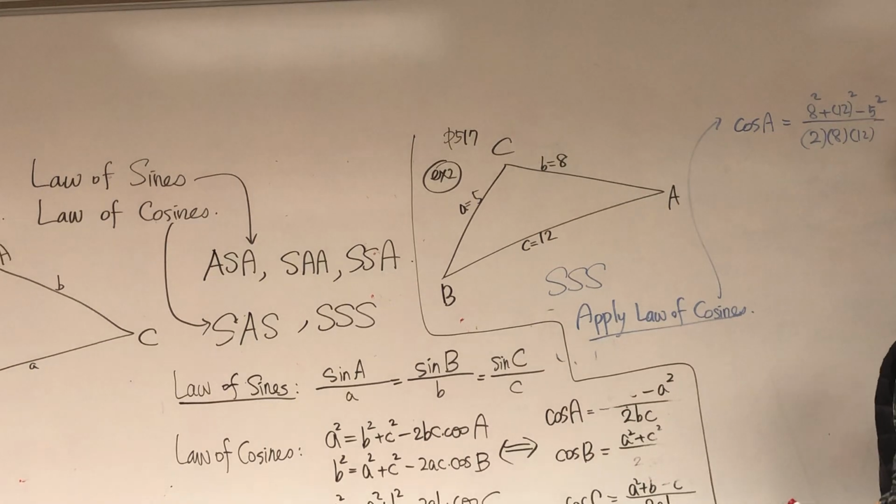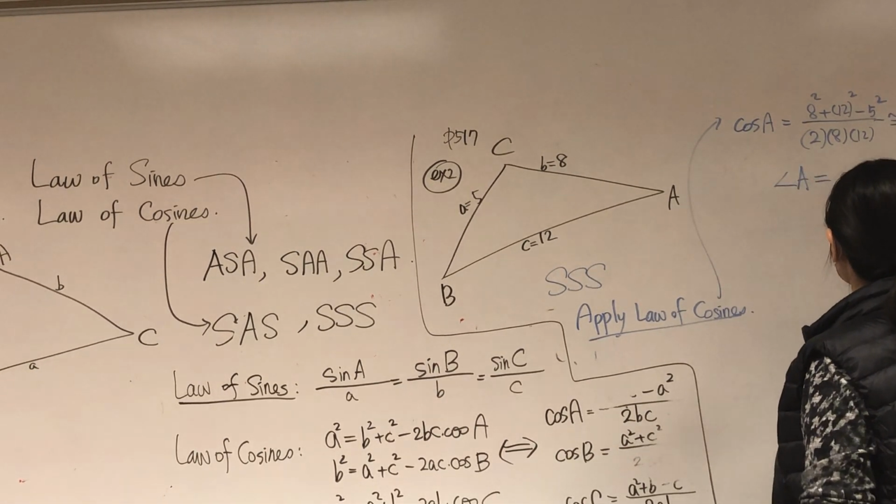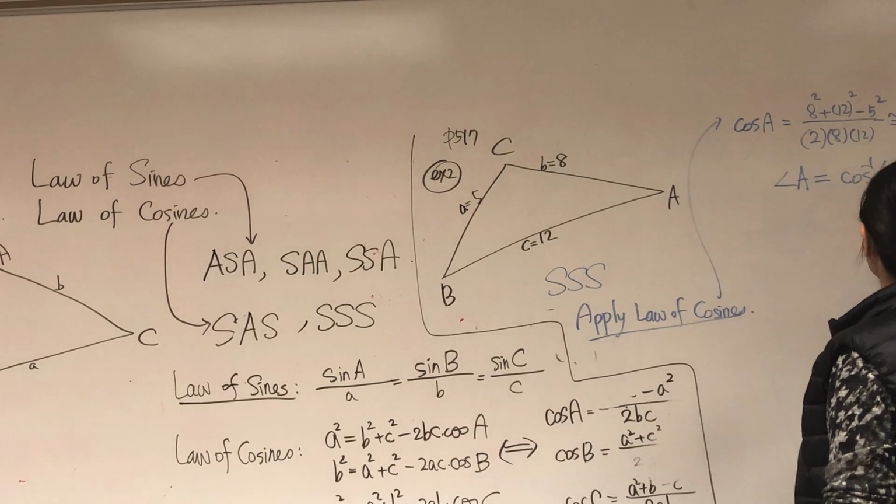What is it? I don't know. Cheating. It is 0.9531. And then, again, angle A is what? Cosine inverse 0.9531.